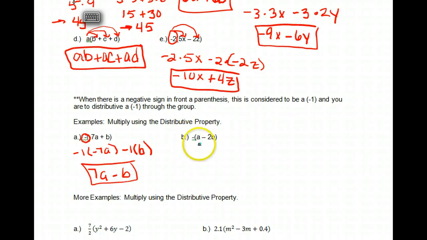For letter B, we're multiplying in that negative 1 again. Why don't you go ahead and try this one on your own? Pause the recording and we'll come back together in just a few minutes.